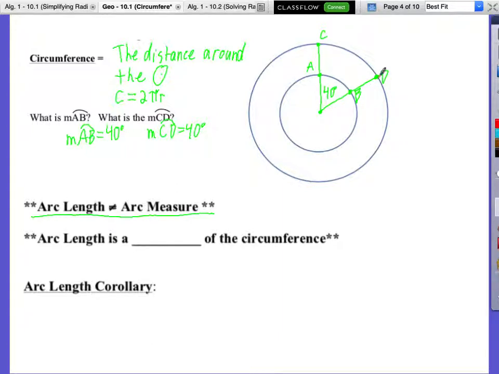Okay. Arc length is a fraction of the circumference. So if it's a fraction, is it the whole thing? No, it's part of it. Okay? And a fraction tells us what kind of math we are doing there. Dividing, right? So a division problem. A fraction's a division problem we're too lazy to finish.